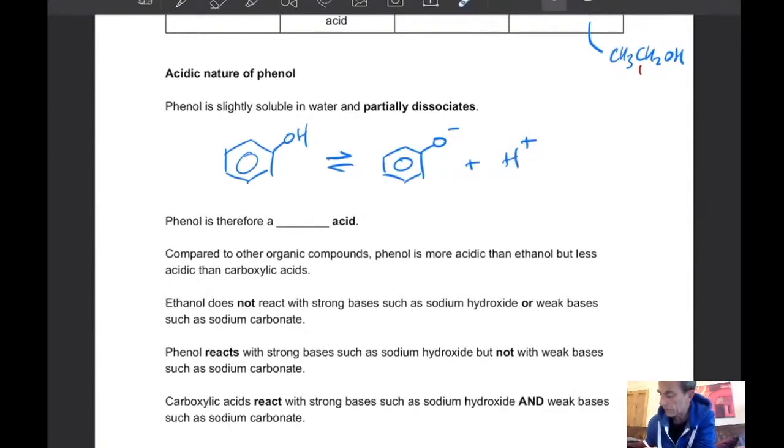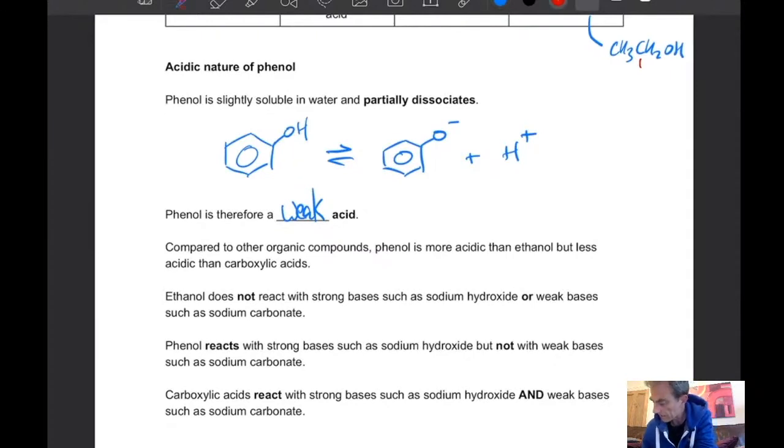Remember, proton donors are acids. This is donating a proton. Reversible arrows show that it's weak, it's partially dissociated. That's what those reversible arrows signify, so it's a weak acid. Very weak acid. And we'll just name this new ion. This is called the phenoxide ion. You mightn't have seen that before.